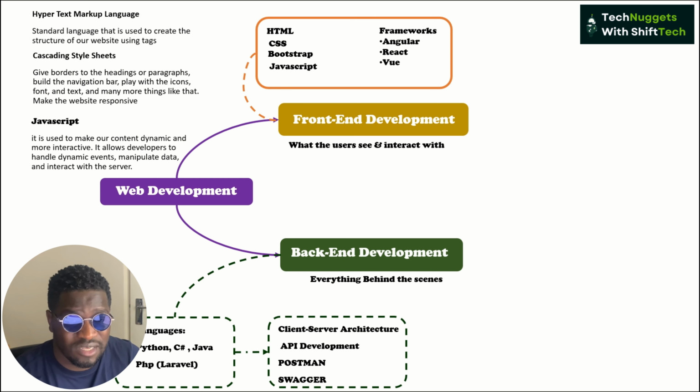Then there are also these tools, Postman and Swagger. These are used when you're testing your backend. Let's say before you even start developing your front end, you need to test your endpoints, you need to test your API.